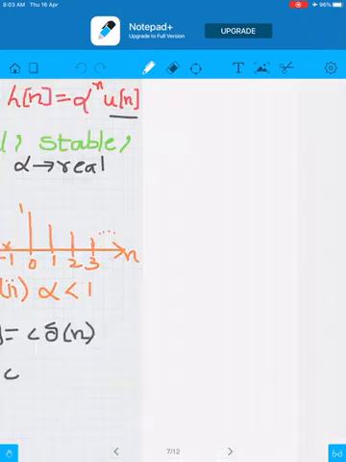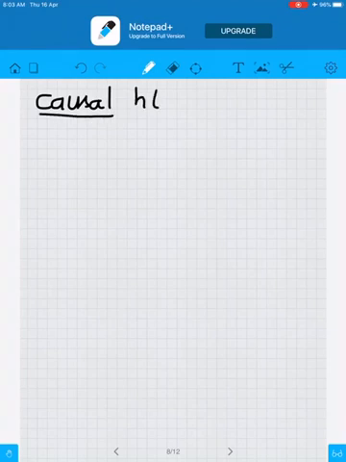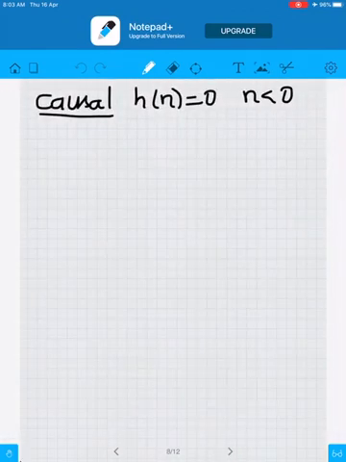Fine. Next, when can we say that the system is causal or not? If you recollect, the system is said to be causal if h of n is equal to 0 for n less than 0. If you observe the previous figure, it is clearly observed that in both the cases the impulse response is 0, whether alpha is greater than 1 or alpha is less than 1. h of n is 0 for n less than 0, and hence we can clearly say from the figure that the given system is causal.